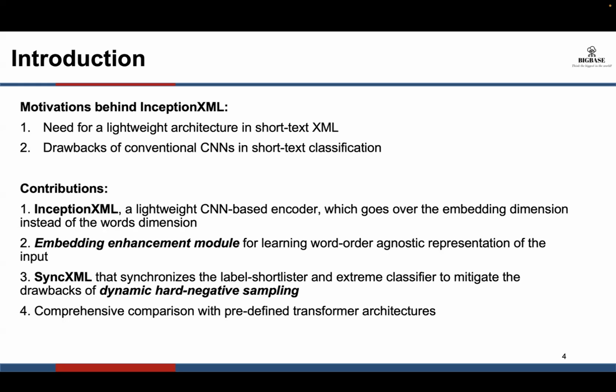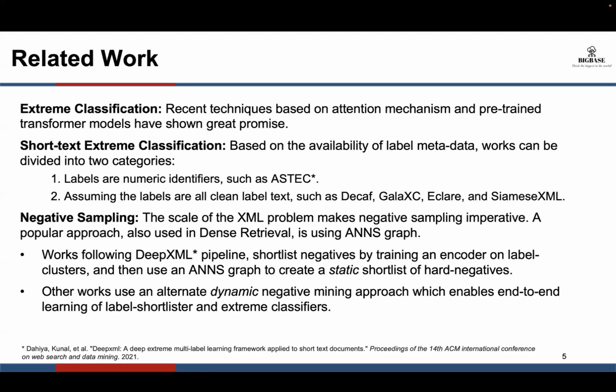And lastly, they do a comprehensive comparison with pre-trained transformer architectures. If we look at the related work, for extreme classification, recent techniques use attention mechanism and pre-trained transformer models, and they show promising results. But for short text extreme classification and just overall also, they are computationally costly.